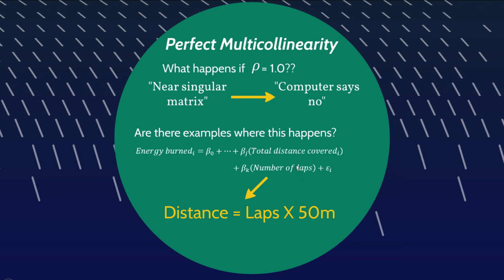So there is no extra information being provided by the number of laps when you've already provided the total distance covered. So this is one of those scenarios where you would need to remove one of those two variables, and comfortably so as well, because they're providing the same information, just in different units, right? Meters or laps.